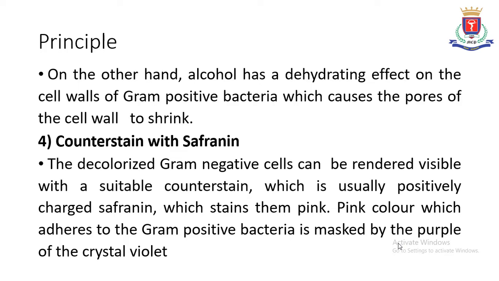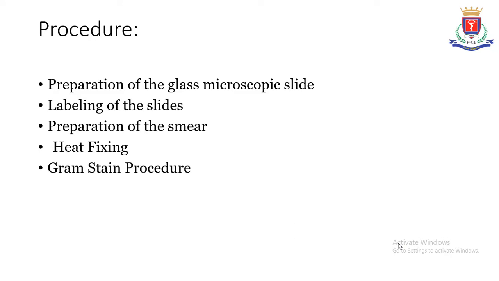Now counter stain with the safranin. The decolorized gram-negative cells can be rendered visible with a suitable counter stain, which is usually positively charged safranin, which stains them pink. The pink color, which adheres to the gram-positive bacteria, is masked by the purple of the crystal violet. Basic fuchsin is sometimes used instead of safranin in rare situations.